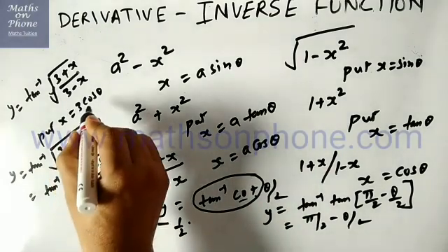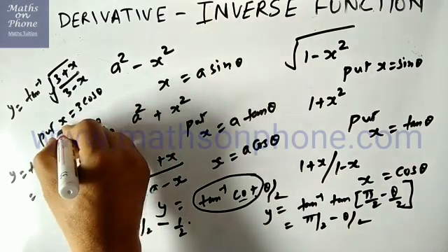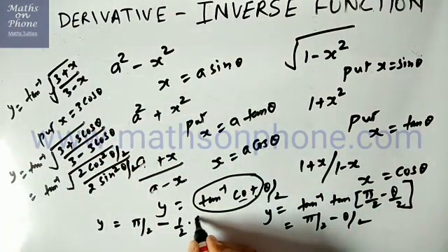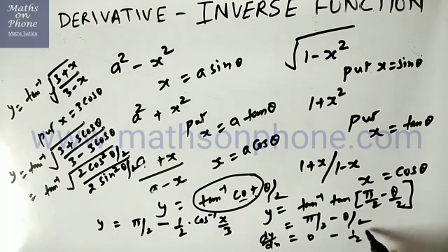What's theta here? Theta is cos inverse. You just write cos theta is x by 3, so theta is cos inverse x by 3. Now differentiation is very easy. You can find dy by dx. What is that? Pi by 2 is 0, minus 1 by 2, and for cos inverse you just remember the formula, minus 1 by under root 1 minus x square, that means (x by 3) square, into differentiation of x by 3, which is 1 by 3.